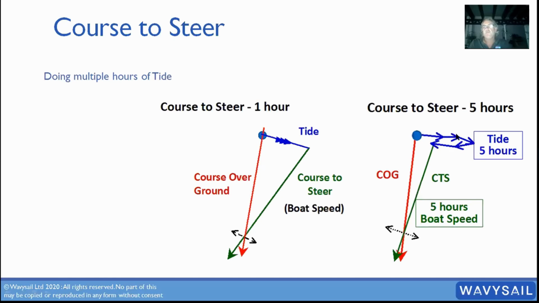So you put 5 hours of tide together. At the end of that, 5 hours of boat speed, you hold that course to steer, you will end up at that point. You might be washed this way a little bit and then that way a little bit, but you'll get there. So you're just adding lots of tide together. Note 5 hours of tide, 5 hours of boat speed. You can go the other way. If you're doing a short leg, half hour of tide, half hour of boat speed.